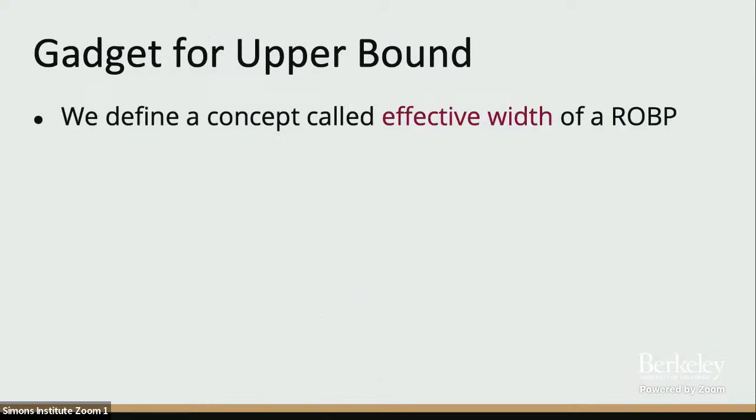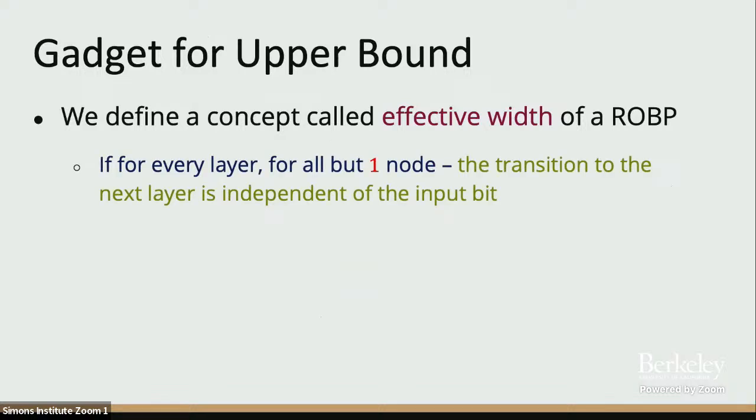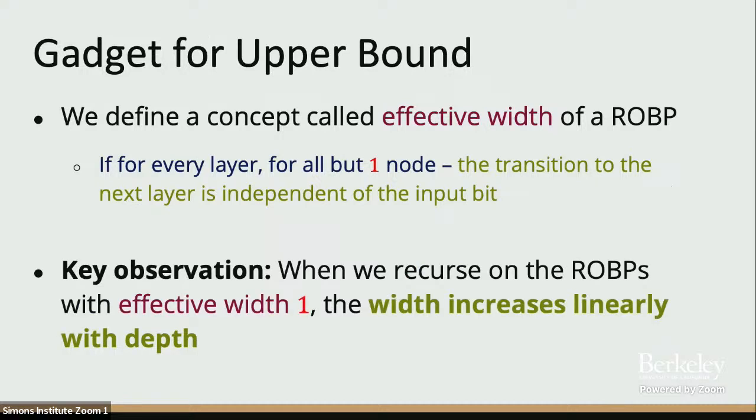So this is a concept that we'll define, called the effective width of a read-once branching program. So the width of the read-once branching program can be anything, but the effective width is 1 if for every layer, for all but one node, the transition to the next layer is independent of the input bit. And why is this good? Because when we recurse on read-once branching programs with effective width 1, then width increases linearly with depth instead of exponentially, because there is only one node that is expanding again and again. So it's a linear growth instead of an exponential growth.